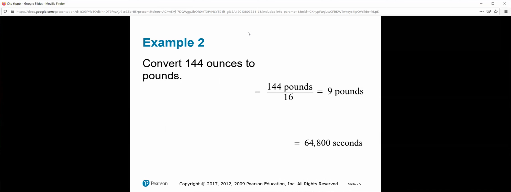So, converting ounces to pounds. Again, I'm sick. I'm sorry about that. It sounds gross, I know, but I'm sick. I can't do anything about it.